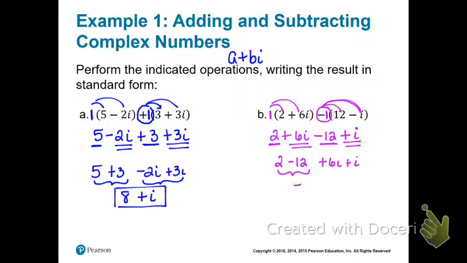2 minus 12. It's negative 10. 6i plus i is a positive 7i. And so there is our solution. Those are not like terms, and i is at the end.